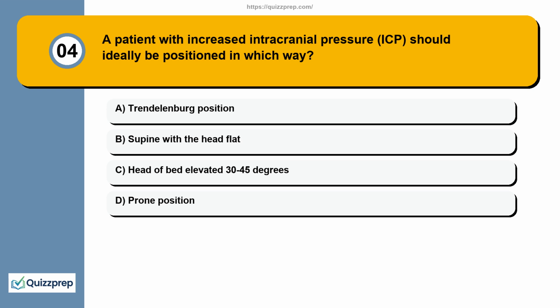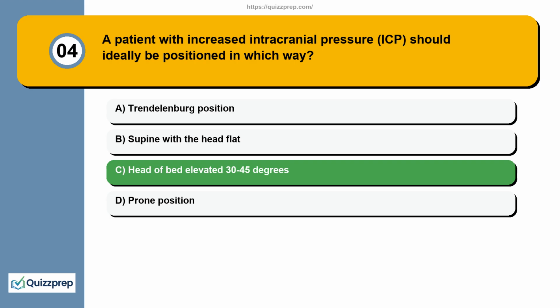Question 4. A patient with increased intracranial pressure, ICP, should ideally be positioned in which way? Here are your options. Option A. Trendelenburg position. Option B. Supine with the head flat. Option C. Head of bed elevated 30 to 45 degrees. Option D. Prone position. The correct answer is option C.